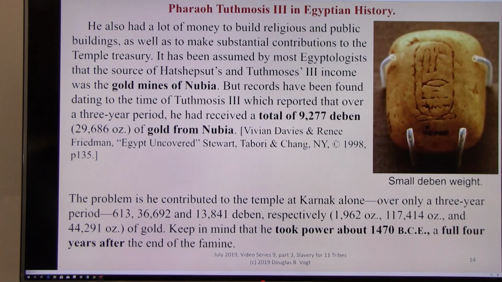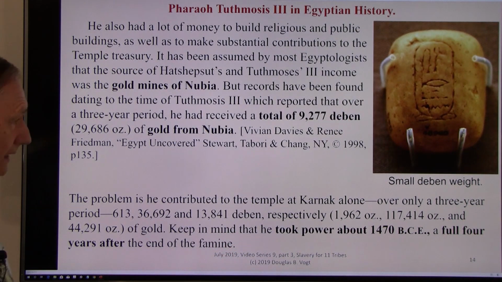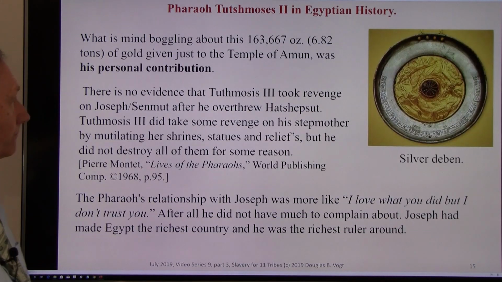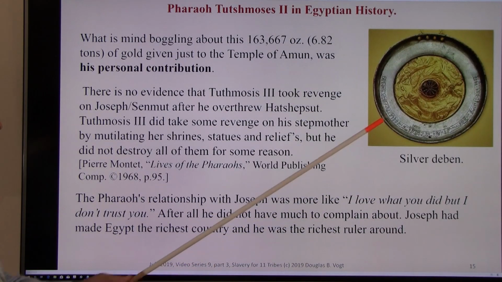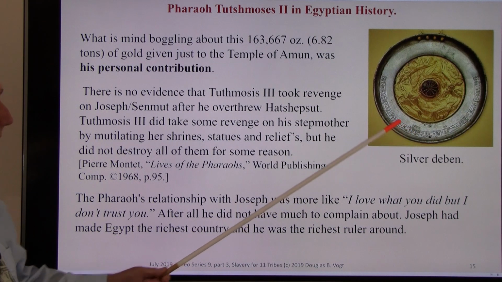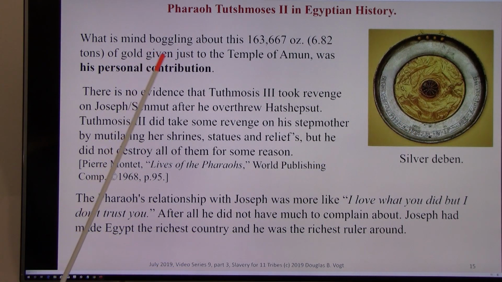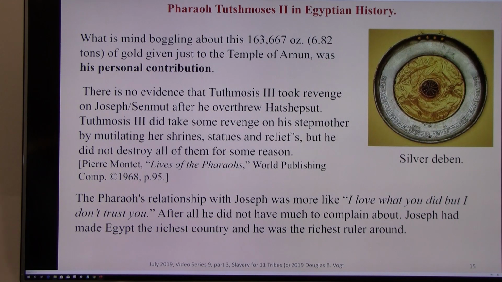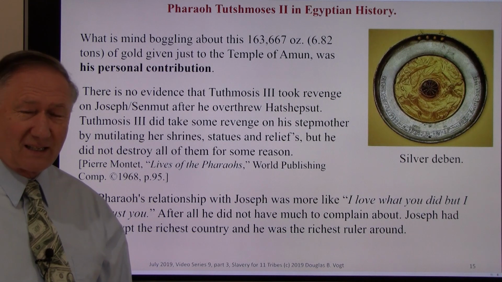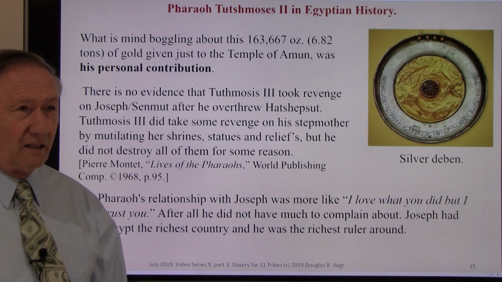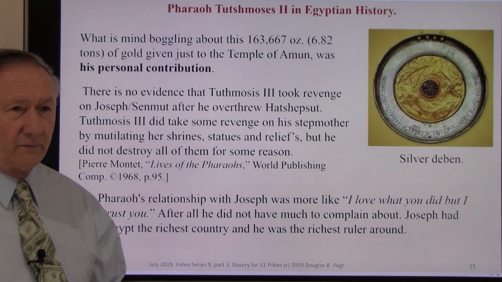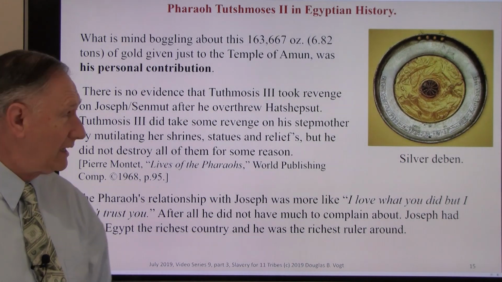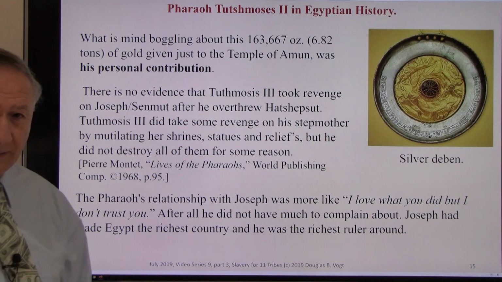Anyway, that's about it. I mean, that's how much gold he took in. This is what a silver deben is. It's an Egyptian silver deben. And the mind-boggling 163,000 ounces, or 6.8 tons, was his personal contribution to the temple. God knows what the state took in and what he gave to the temple of Hathor or any place else. That's his personal contribution.